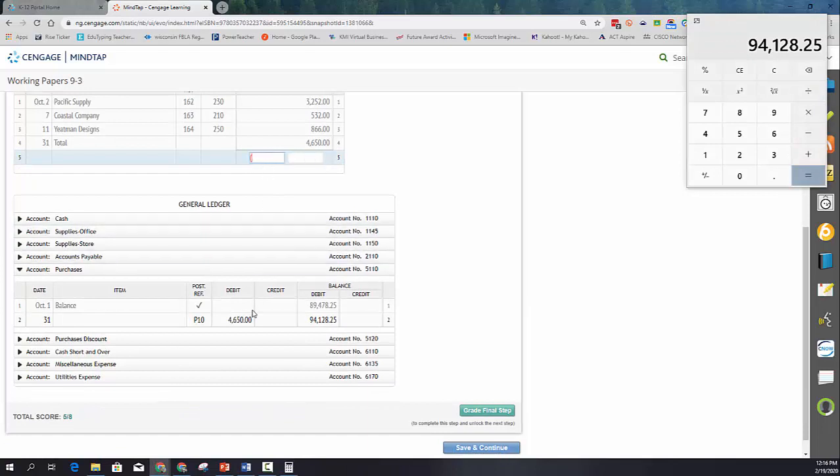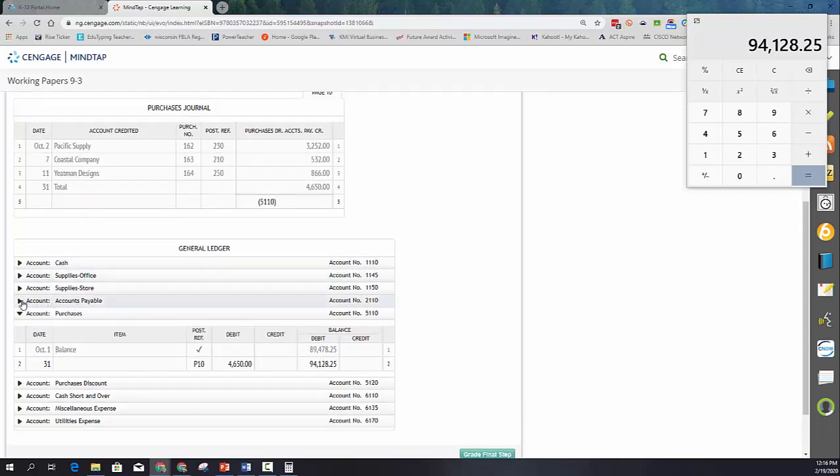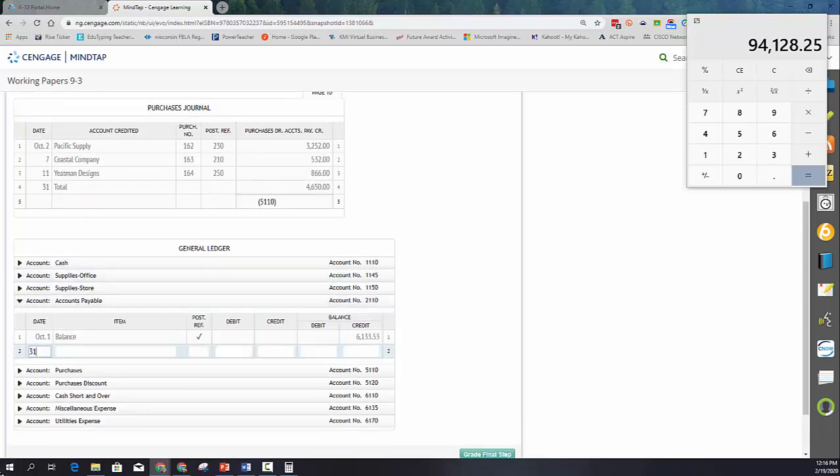I'm going to put in parentheses 5,110. Oh, it didn't want me to type in parentheses. So don't type in the parentheses, it'll put it in there for you. Then I'm going to post to my controlling account, the account accounts payable, the same amount, date of the 31st, P10. It's being credited, $4,650. Had a previous balance of $6,133.53. Add to it. New balance now is $10,783.53.